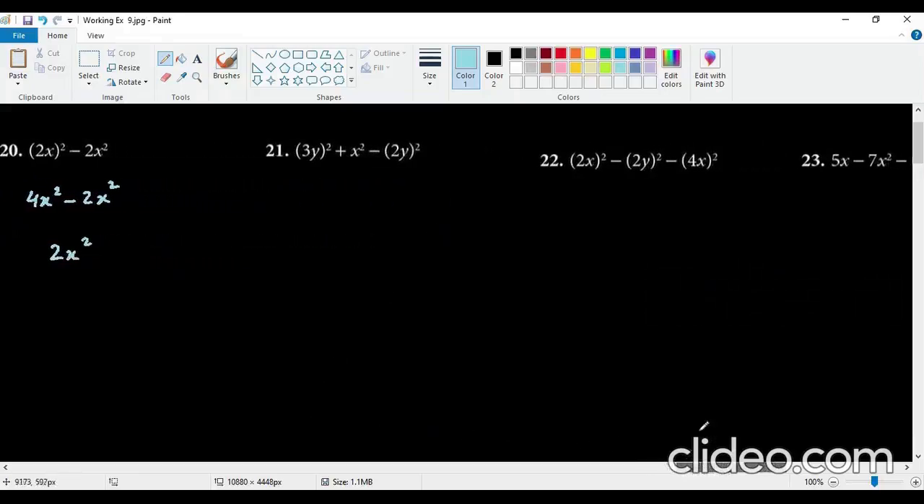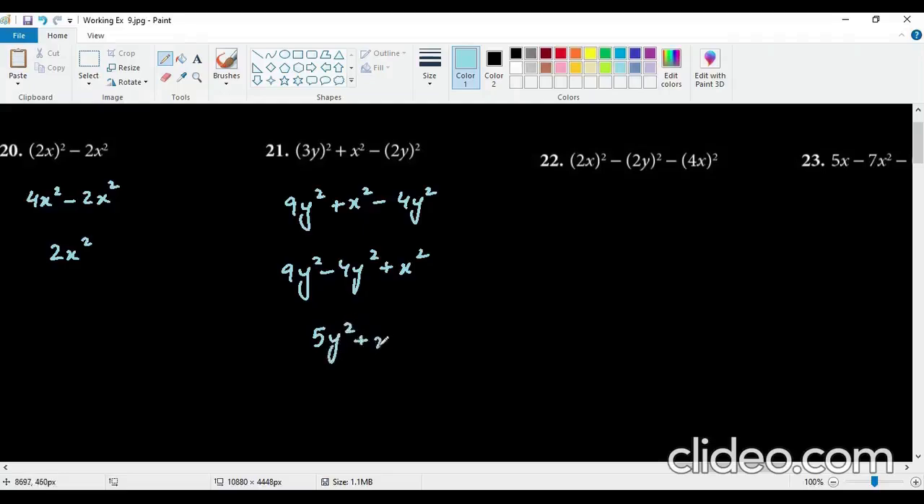For question number 21, this is going to be 9y square plus x square minus 4y square. So these are like terms. So 9y square minus 4y square plus x square is going to give you 5y square plus x square as an answer for question number 21.